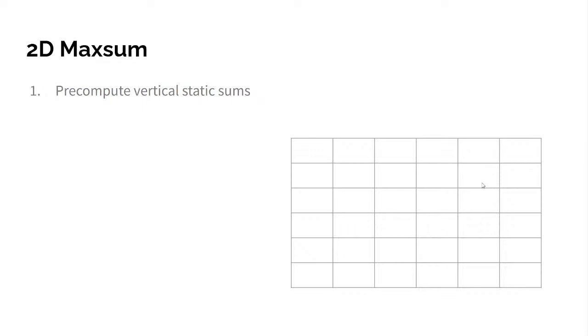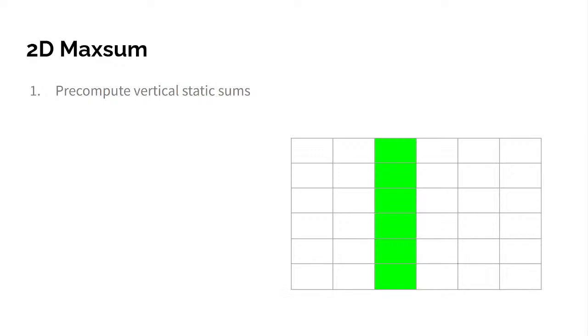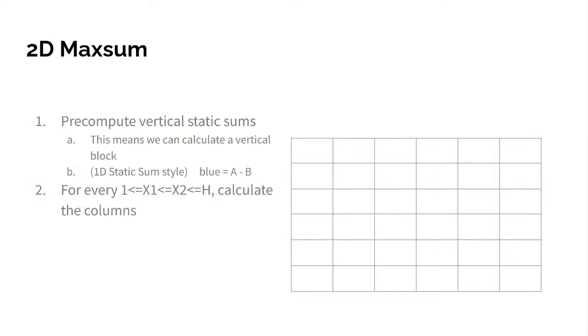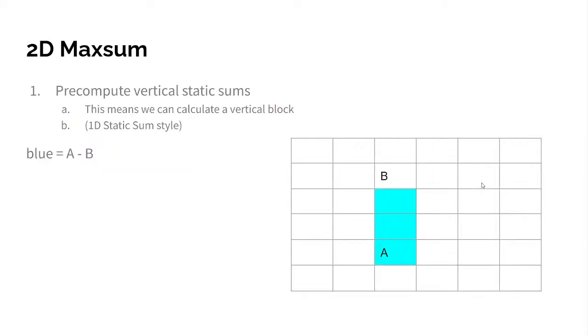So basically we want to find the maximum rectangle. How do we do this? First we pre-compute all our vertical static sums, all the possible vertical static sums, so that just like our normal static sums, we can find a certain block of this by taking a minus b.